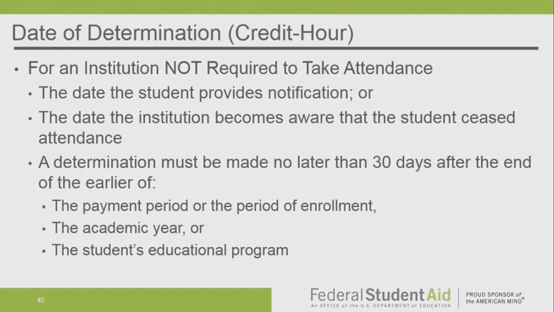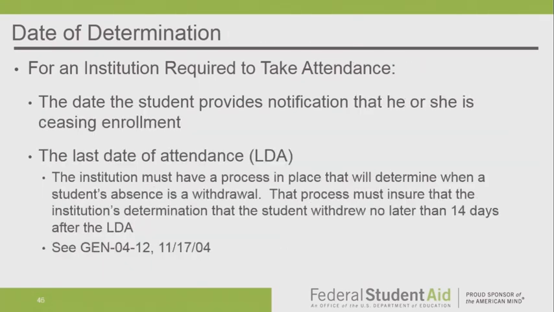It could be the end of the payment period. Maybe at the end of the payment period, when grades are posted and all Fs and Ws and Is come out, and you identify that group of students, you want to do that quickly after the end of the payment period so you can identify whose withdrawals. You've got 30 days after the end of that period. Could be at the end of the academic year if it's a program that has different starts and stops during the year. It could be the educational program, maybe a short program or something.